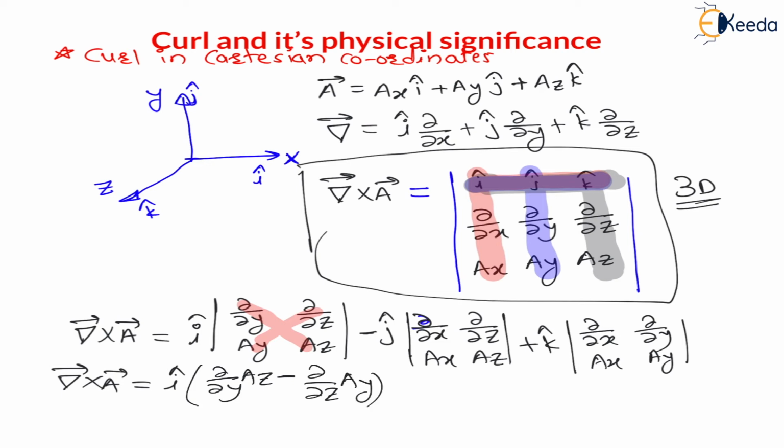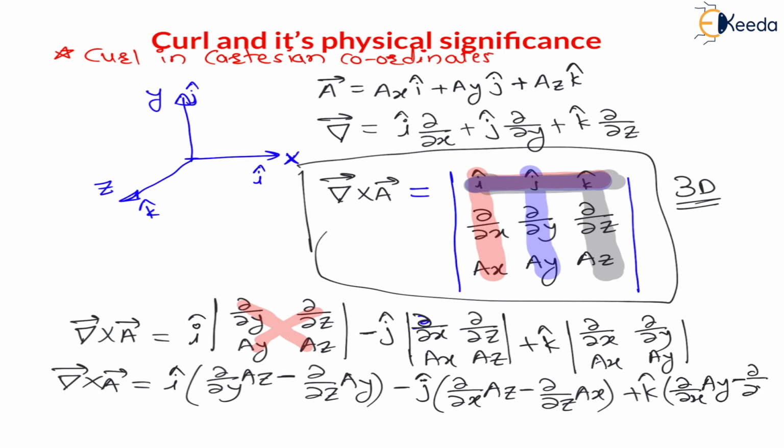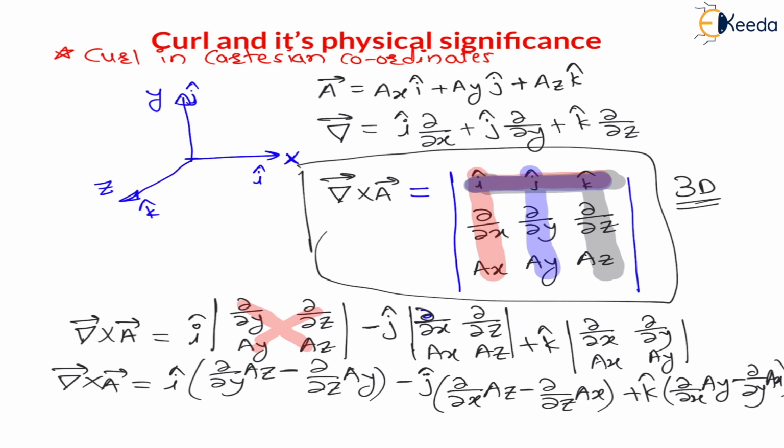Right, then minus j cap. Similarly, cross multiplication, in between there is a negative sign. Therefore dou x of az minus dou z of ax, plus k cap. Similarly cross multiplication here also: dou x of ay minus dou y of ax. Right, so my dear students, this is how we have to write the curl.